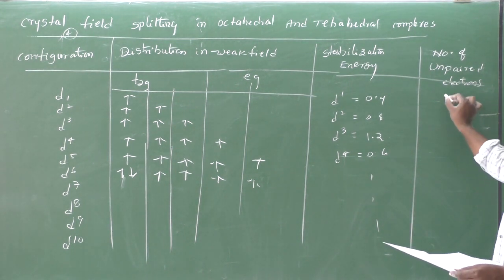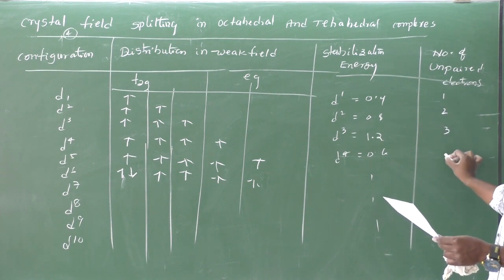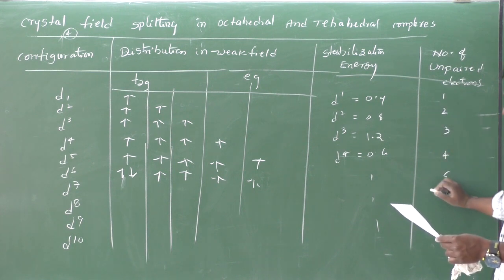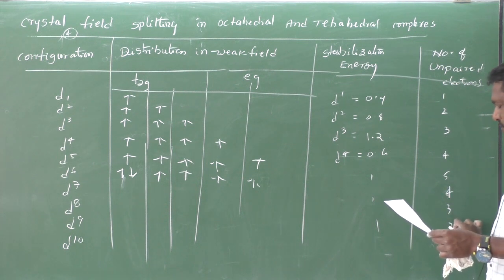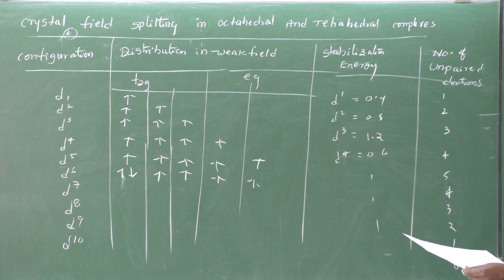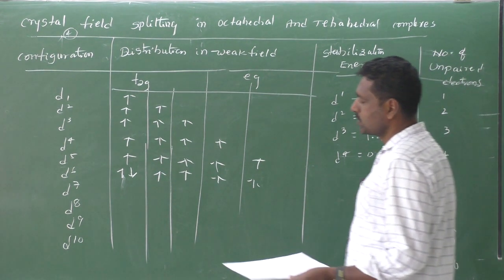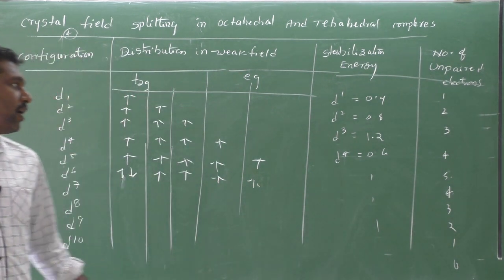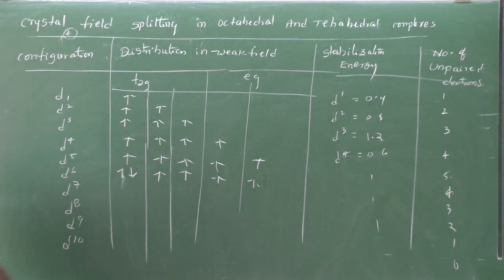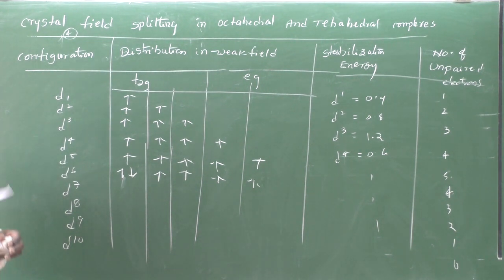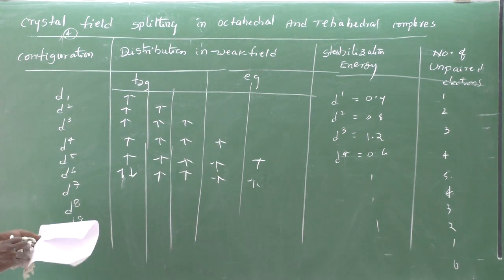So the number of unpaired electrons are 1, 2, 3, 4, 5, 4, 3, 2, 1, 0. In 5 orbitals, 5 electrons only there. So 4, 3, 2, 1, 0. This is about weak field ligand. So for weak field ligand also we have calculated the energy. After that we will do one problem for weak field ligand and strong field ligand.